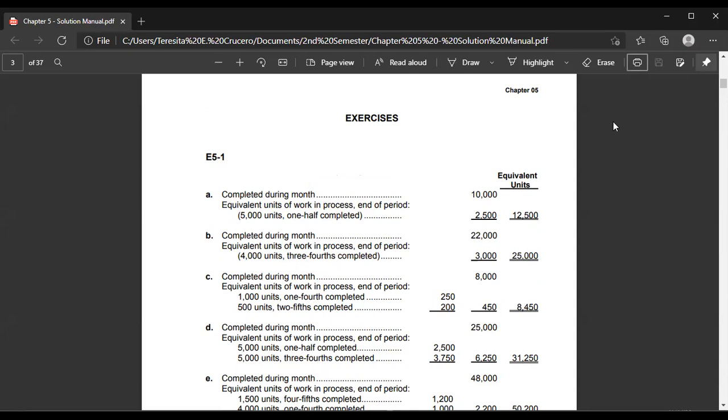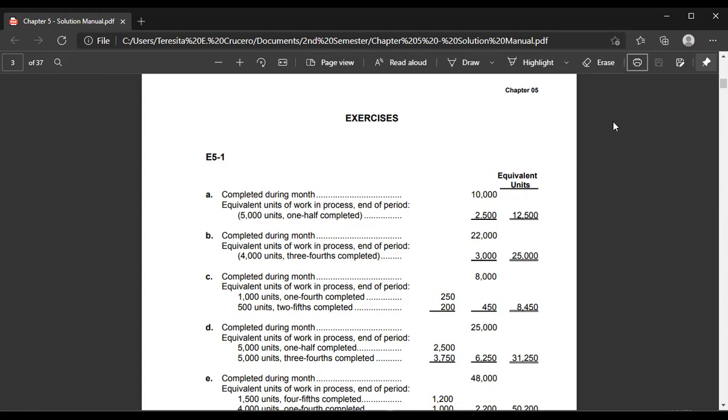Units completed during the month, 10,000. Then units in process at the end of the month, stage of work done is one half. Now take note that there is no beginning inventory given, but we are given the ending inventory. So first, we begin with completed during the month, 10,000, and then the ending inventory of 5,000 units. But the stage of work done is one half.